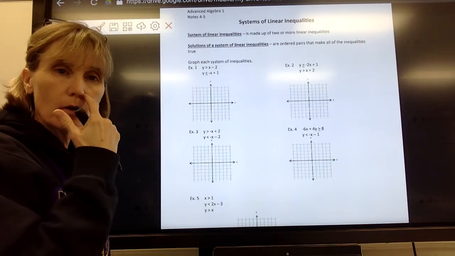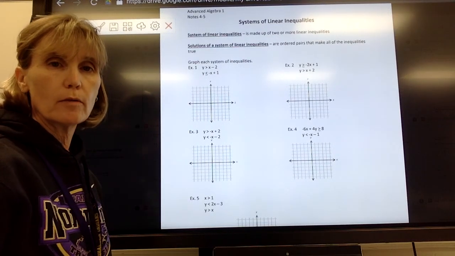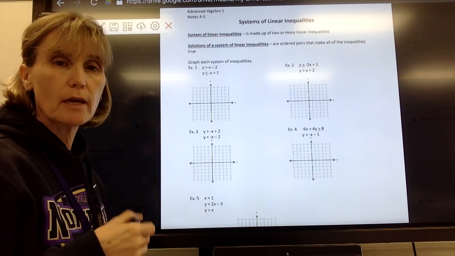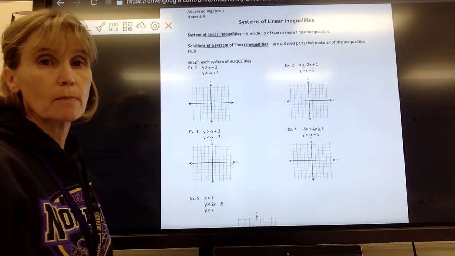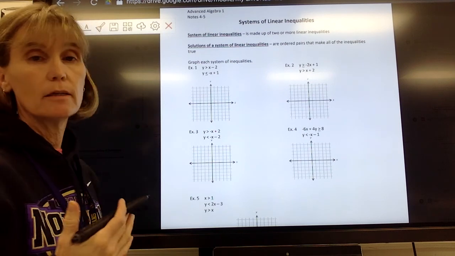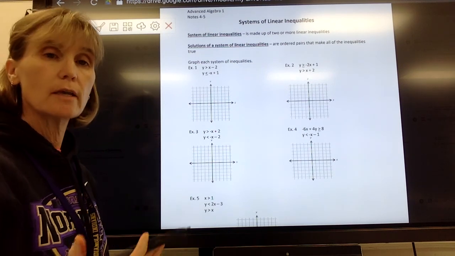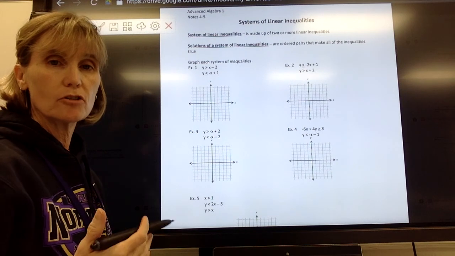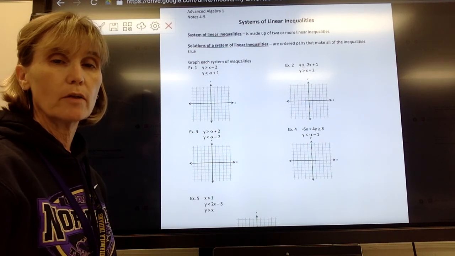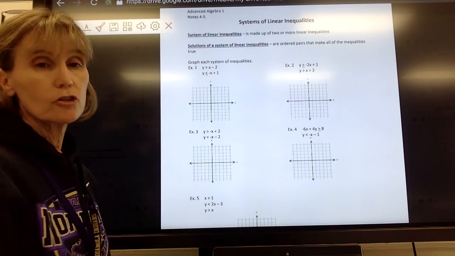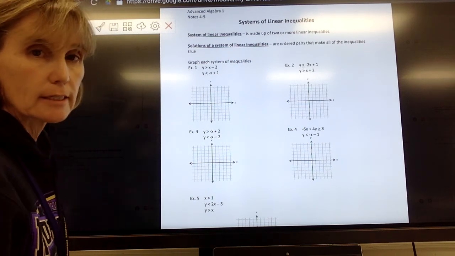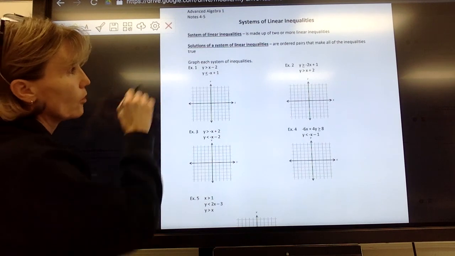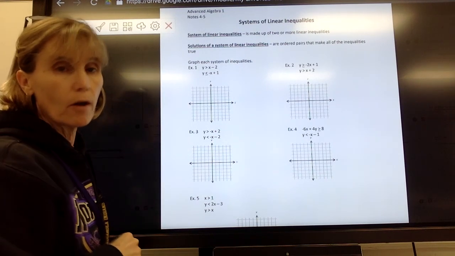All right, now that we know how to graph an inequality, we are going to look at solving a system of linear inequalities. And a system is like the system of equations. A system of inequalities is just where you have two or more inequalities in the system, and your solutions are the solutions that will work for both inequalities in the system. So what we do is we want to graph the two inequalities.